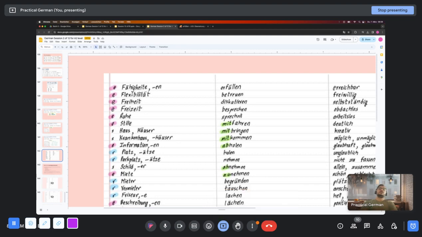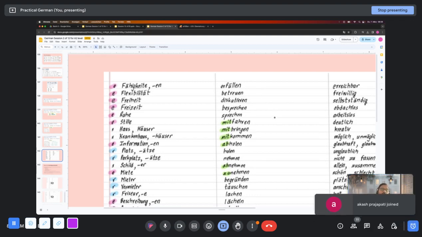Betreuen. Betreuen is taking care, to supervise someone's master thesis, to take care of someone's kid. I'd say betreuen in my kindergarten for my second kid. Diskutieren is discuss. Also, betreuen is a verb. You can convert this to a noun: Betreuung is supervision. Kinderbetreuung.